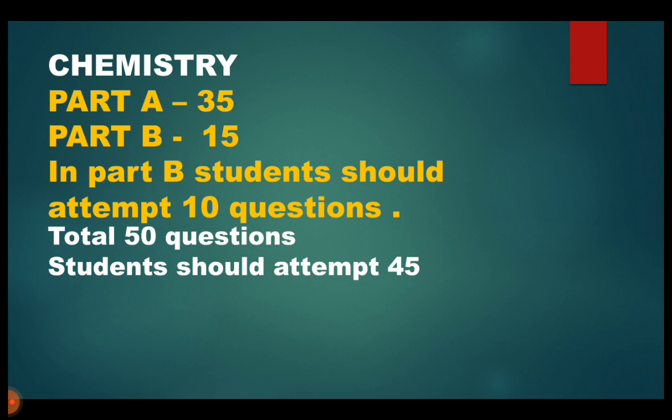Part A is compulsory, 35 questions, and all the students should compulsorily attempt all the questions. In part B, 15 questions are there with choices, meaning out of 15 questions, students should attempt 10. Overall, out of 50 questions, you will attempt 45: 35 in part A and 10 in part B. Which questions to answer is left to the student. Finally, here also students will attempt 45 questions overall.